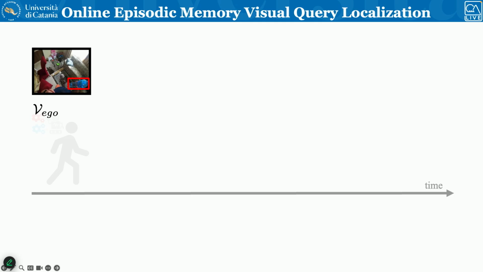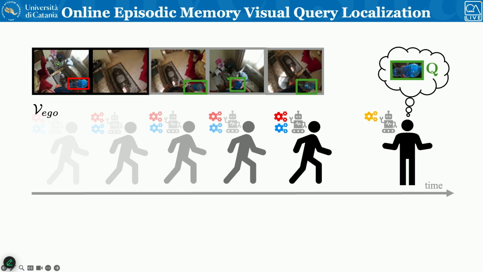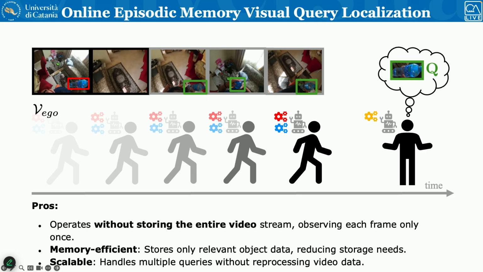but this time you save in advance possible queried objects. So you are doing your chores and so on, and at a certain point you build a high-level memory, so you populate your memory, and then when a query occurs, you can just ask your memory to retrieve the last known location of an object. So actually, the pros of this method are that we can operate without storing the entire video, it is memory efficient, and it is scalable.